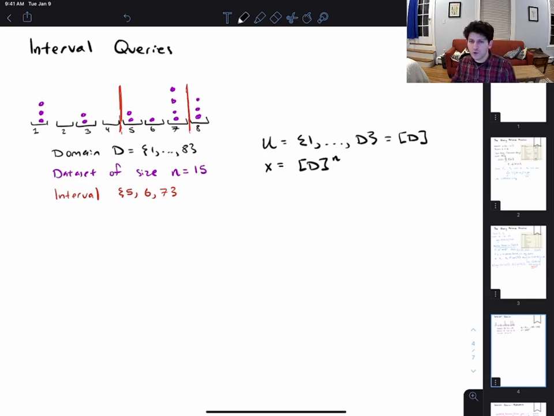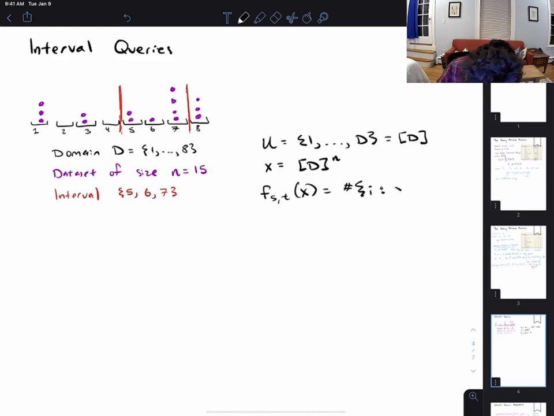And each of the queries specifies a range of numbers, like s to t, and asks how many people's data lies in that interval. So for example, I can ask a query, f_st of x, which is the number of people i such that xi is between s and t.